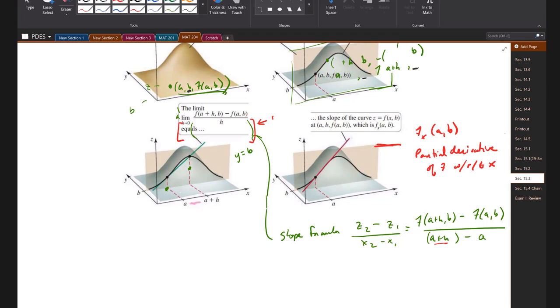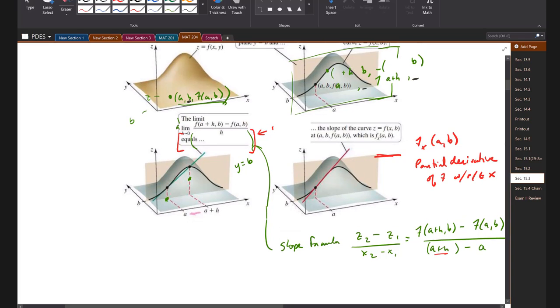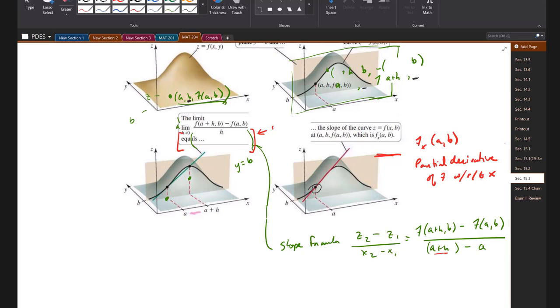Great. So then once we've got a notion of limits, looks like my pictures got shifted here. That's pretty bad. Once we have the notion of limits, we can go ahead and give a way of finding the slope of the tangent line inside that plane. Okay? And we're going to call that the partial derivative of f with respect to x.